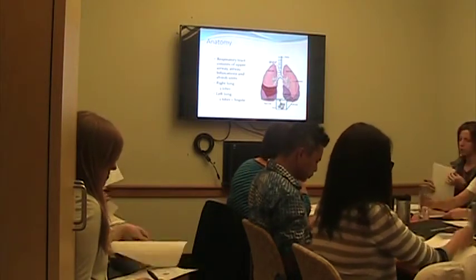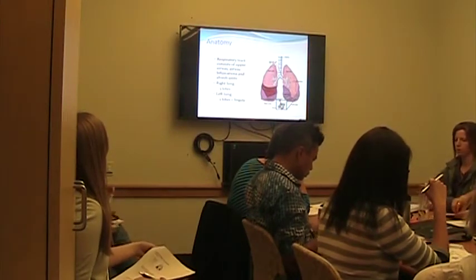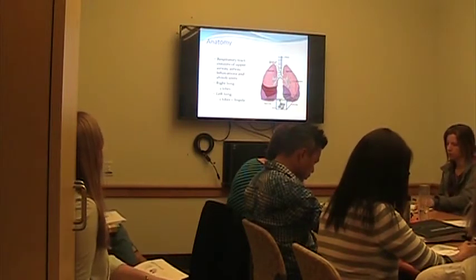Just a little review of anatomy. The respiratory tract consists of the upper airway, airway bifurcations, and alveolar units. So we have a right lung with three lobes and a left lung with two lobes and one lingula.